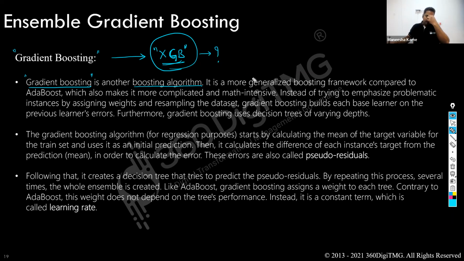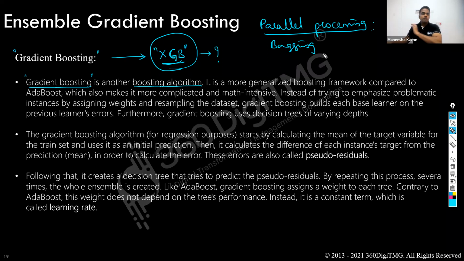Okay. When it comes to parallel processing, you can use bagging and you can ensure that multiple processors execute different algorithms in parallel. When it comes to random forest, you can have multiple processors run different algorithms in parallel. Within random forest, you'll have trees, decision trees. So multiple decision trees are processed in parallel.